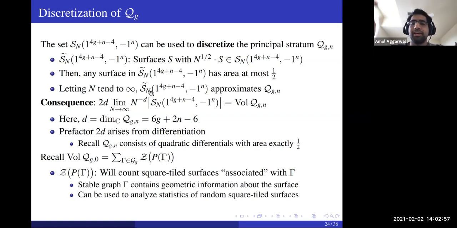Whereas here I'm looking at square tiled surfaces whose area is at most equal to 1/2. So there's a little differentiation involved. But okay, this is one way of actually computing these volumes.